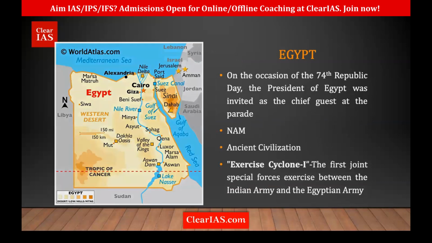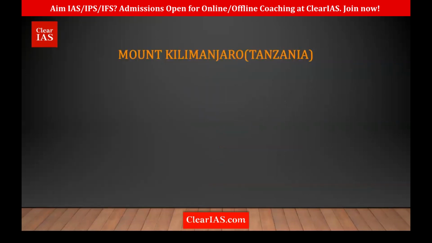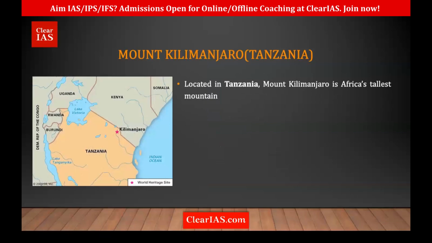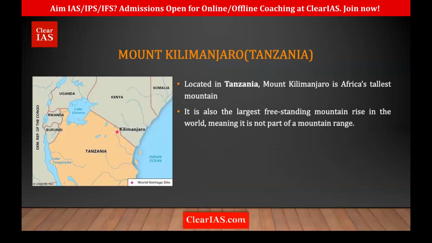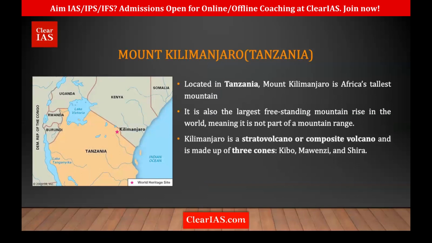Then Mount Kilimanjaro in Tanzania. This is the highest peak in Africa. It is one of the largest freestanding mountains in the world. Kilimanjaro is a volcanic mountain, a stratovolcano or composite volcano. Three cones are there: Kibo, Mawenzi, and Shira. It's not that important. Just remember it has 3 cones.